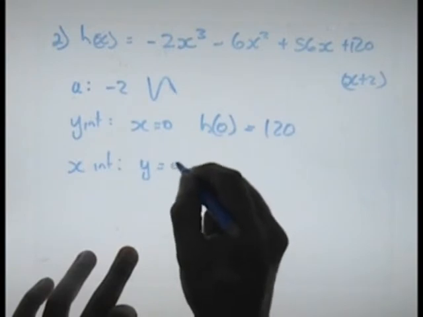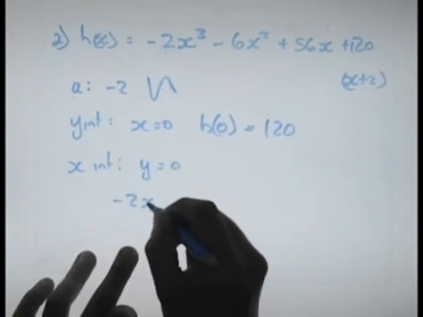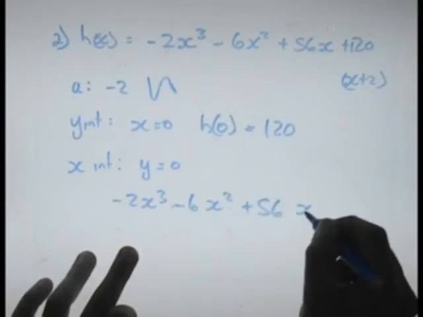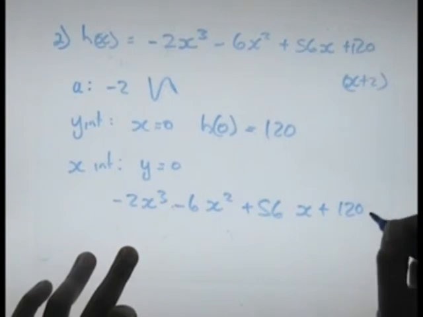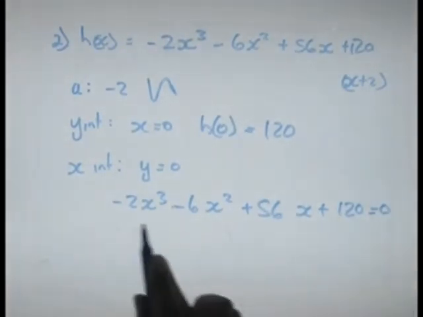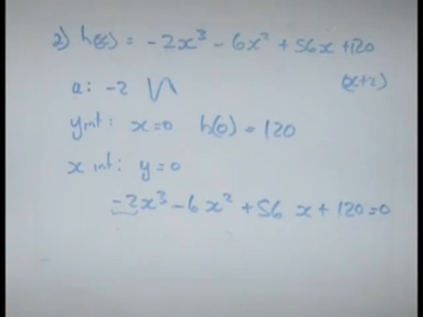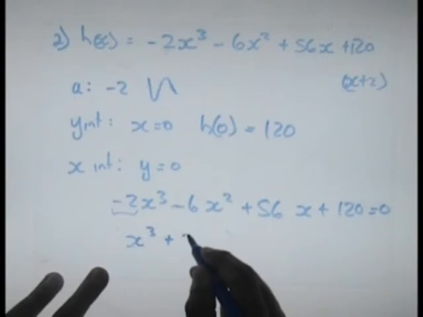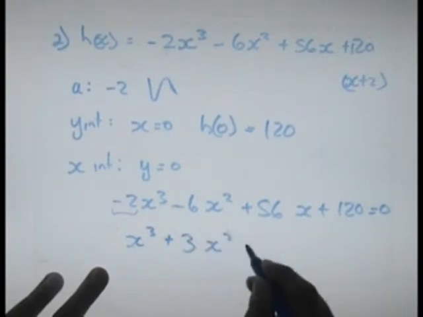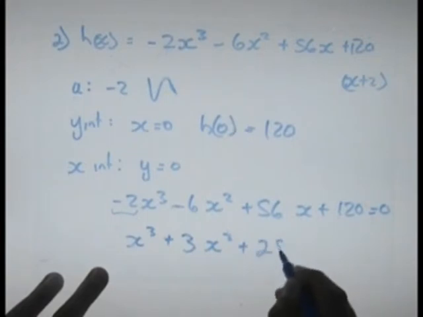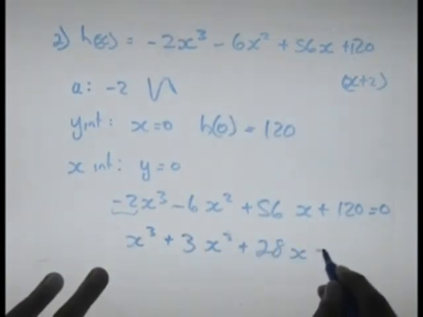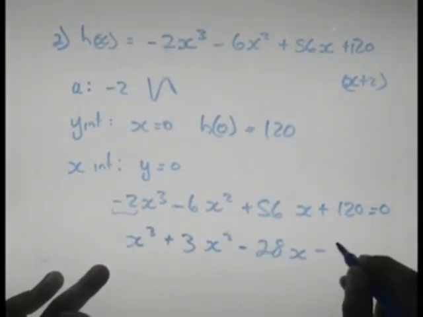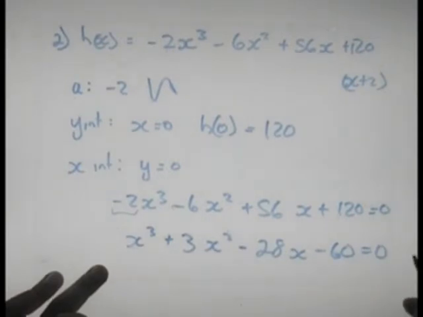Step 3, we look for our x-intercepts. That happens when y is equal to 0. In this case it means that -2x cubed minus 6x squared plus 56x plus 120 is equal to 0. Start by dividing through by a common -2. So this will make it x cubed plus 3x squared minus 28x, because we're dividing through by a negative, minus 60 is equal to 0.